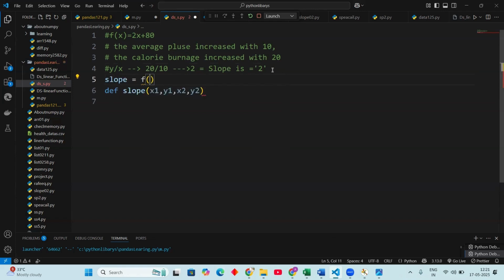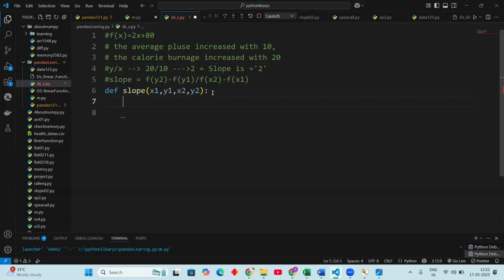F of x, right? F of x2 minus, firstly we take y, now the y axis is first, now y2 minus y1, right? F of y2 minus f of y1, divided by f of x2 minus f of x1. Okay, this is our slope formula. Instead of this, we take y2 minus y1 by x2 minus x1. I just put f of x so you understand easily.